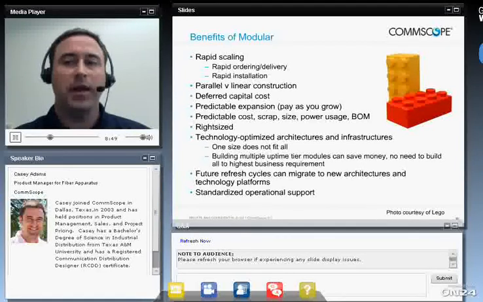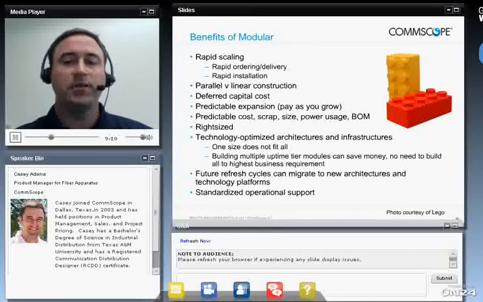Because of the ability to pay as you grow through predictable expansion, thanks to modular scaling, you can also defer some of the capital cost until needed. You run a more consistent formula to understand cost, scrap, size, and power usage, as well as the bill of materials. And modular also allows you to right size for the installation.